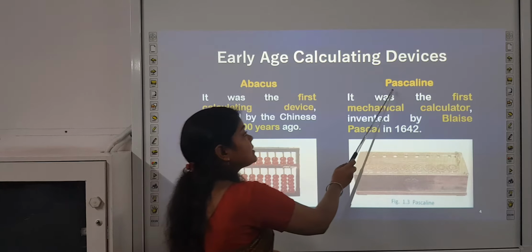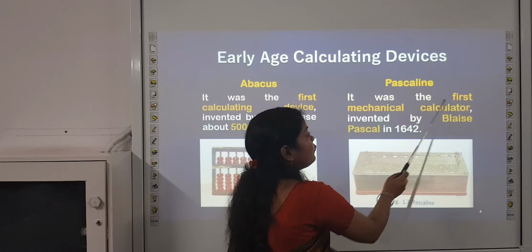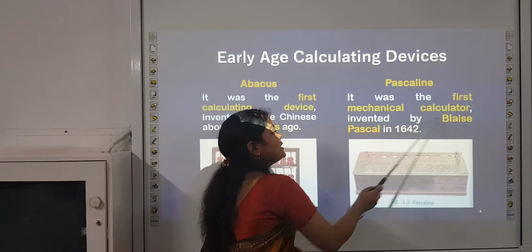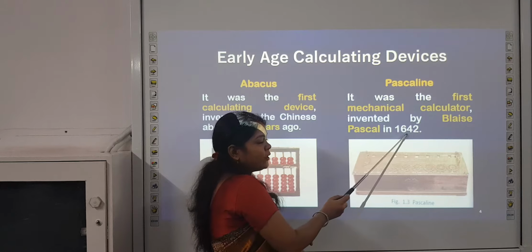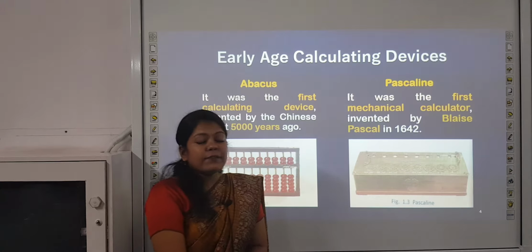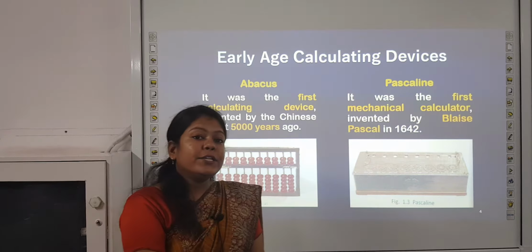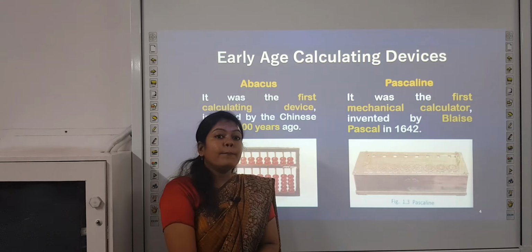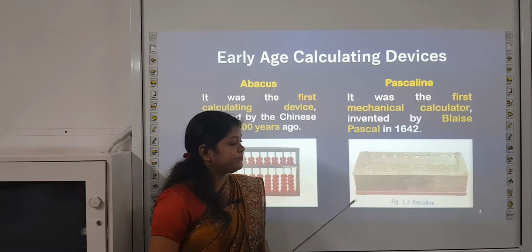Our next device is Pascaline. It was the first mechanical calculator invented by Blaise Pascal in 1642. That device is only used for addition and subtraction. That's why it is also known as Pascal's addition machine.